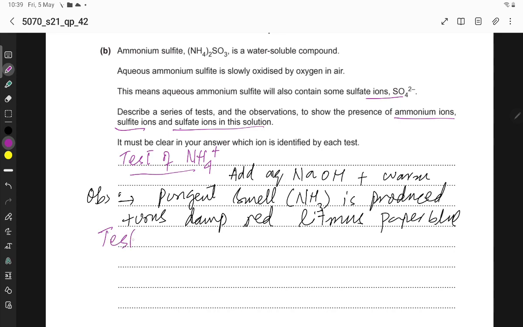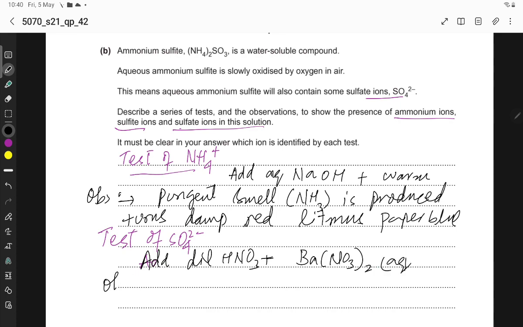Test for sulfate ion. Add dilute HNO3 plus aqueous barium nitrate. Observation: white precipitate of barium sulfate.